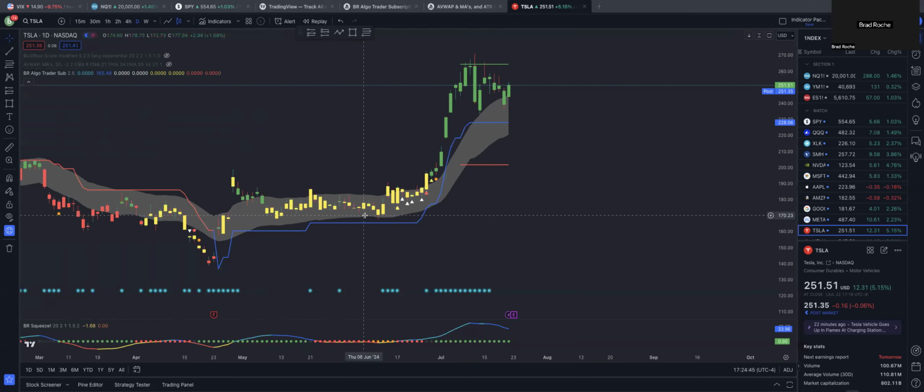So the trend bars, this is what it does. Yellow means there's no trend. It's neutral, it's trendless. Green means there's a strong uptrend, and red means there's a strong downtrend. Super, super simple. That's the first thing. The next thing is you're going to get the buy and sell signals.